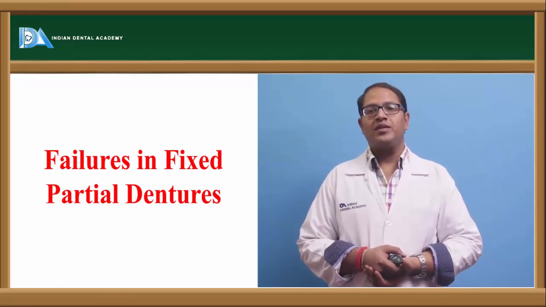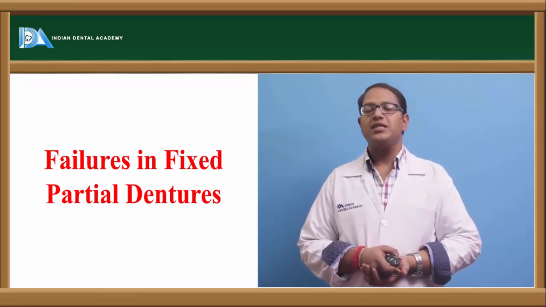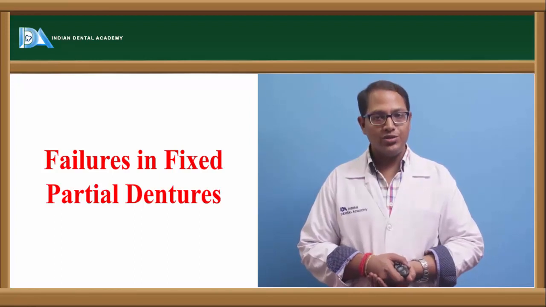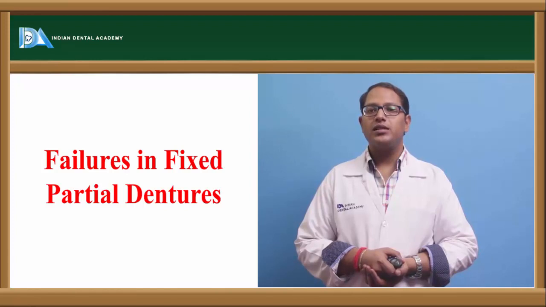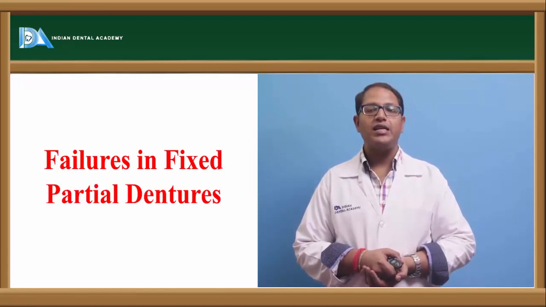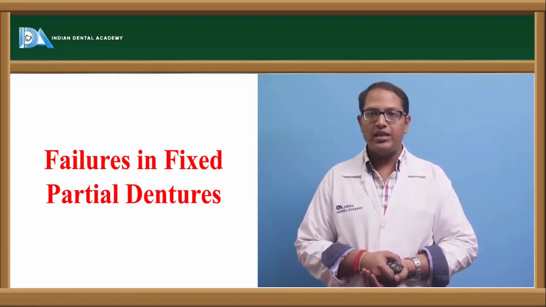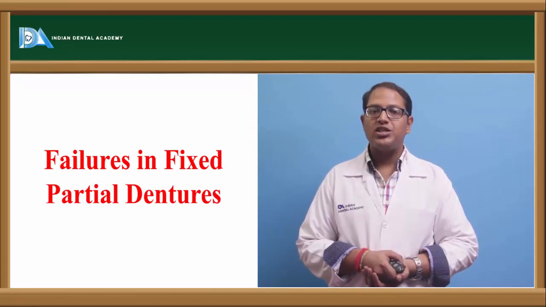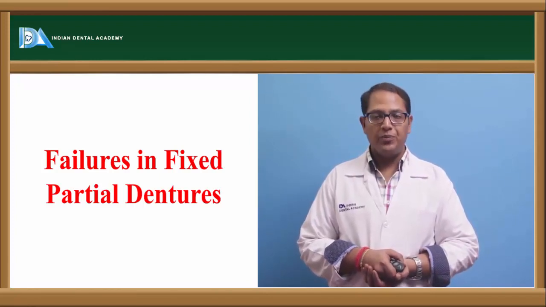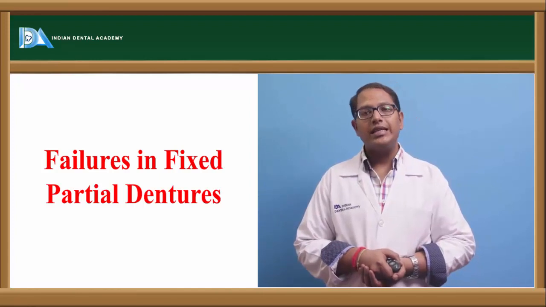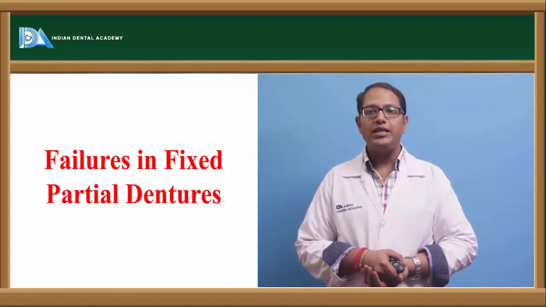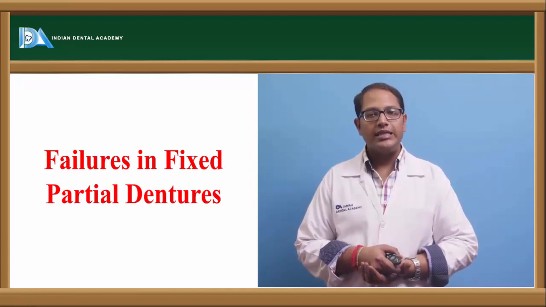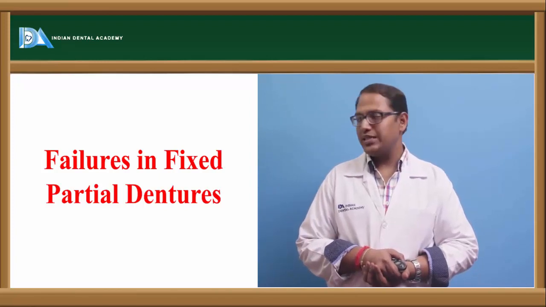Hello everyone. Now we'll talk about failures in fixed partial dentures. We need to know the failures and where all the fixed partial dentures can fail, so that we need not make any mistakes in those particular sections of fixed partial denture preparation. Starting from preparation till its cementation, there are many places where mistakes can happen, and that will lead to fracture, failure, breakage, or entire loss of the fixed partial denture, you can say.